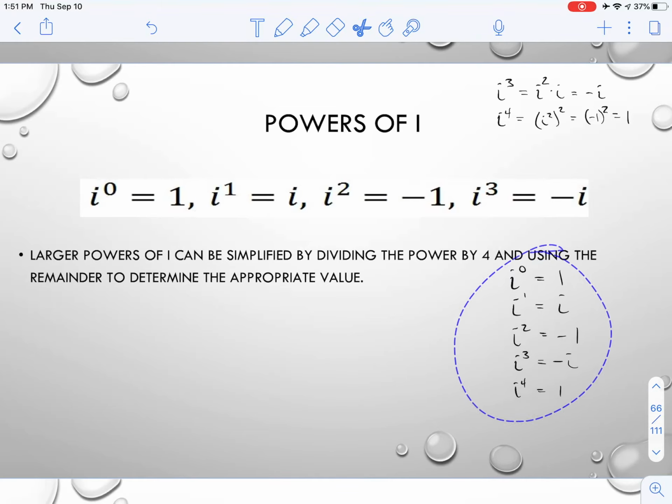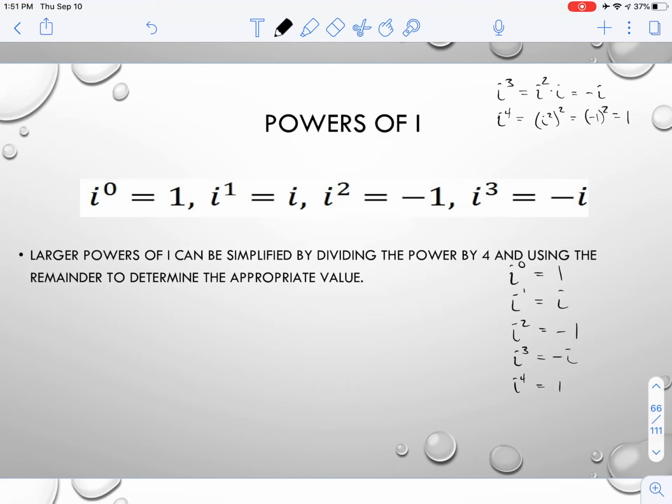If we had i to the 5th, i to the 5th would be i to the fourth times i. i to the fourth was 1, so 1 times i is simply i. And if you notice, we have a pattern starting. i to the sixth will be i to the fourth times i squared. i to the fourth is 1, i squared is -1, and I get -1. These are going to repeat. And i to the seventh is going to be simply -i.